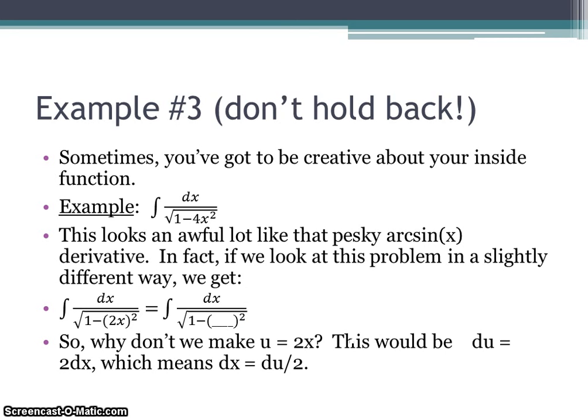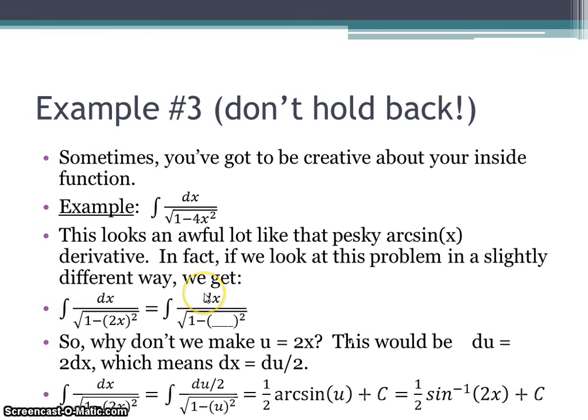So let's make u equal to 2x. If that's the case, then we notice that du is going to be equal to 2 dx. I skipped a step there, but after a while you'll start to see how to do it faster, which would mean that dx is equal to du over 2. If we substitute everything in terms of u, we get du over 2 over the square root of 1 minus u squared. And now we can apply our arc sine rule for finding an antiderivative.